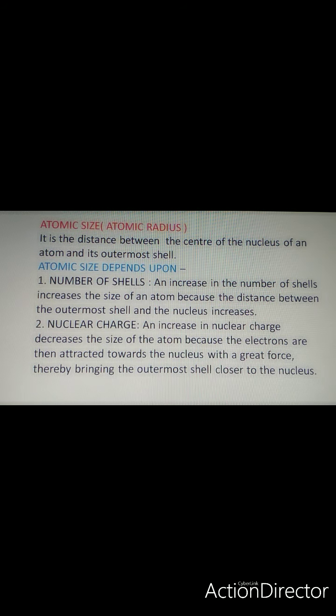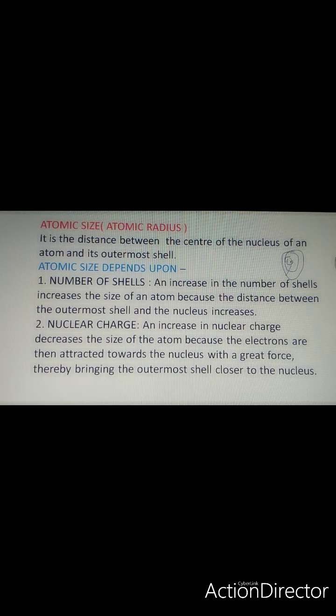An increase in the number of shells increases the size of an atom because the distance between the outermost shell and the nucleus increases. See, first one shell, then second shell, then third shell, like this it goes around the nucleus. From the nucleus to the outermost shell the size becomes bigger. That's why, by increasing the number of shells, the distance between the outermost shell and the nucleus increases.